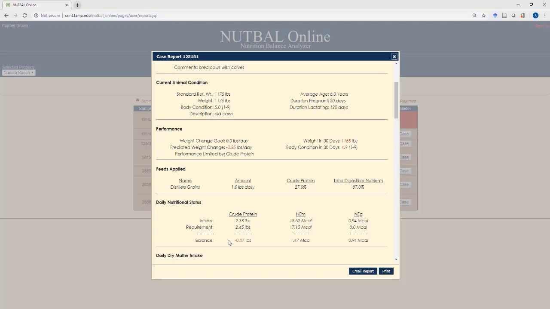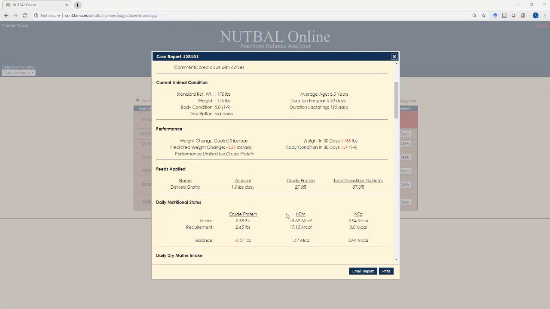First is crude protein, and for this sample you can see that they have a negative balance of crude protein, so they're showing that they're deficient by 0.07 pounds from meeting their requirement, and that's reflected again in this performance limited by. That's why you see it in red, and that's the cause of this weight loss.